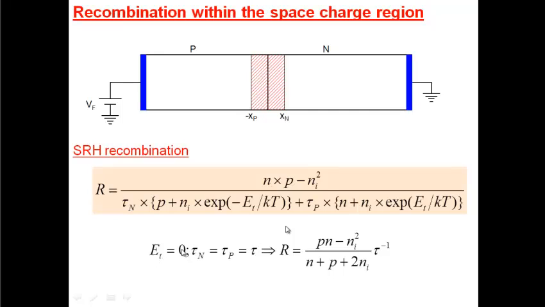So Et is 0. Then we assume that the lifetimes of the defect, tau n and tau p, are all the same, equal to tau. Under that assumption, R becomes equal to (np minus ni squared) over (n plus p plus 2ni) times a single time constant, which is the recombination lifetime. With these simplifications, we have how recombination occurs. This is true for any region, but we'll look at it within the depletion region.